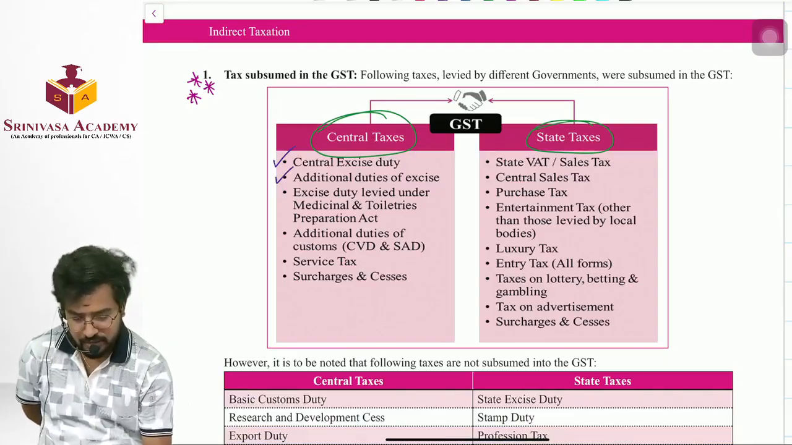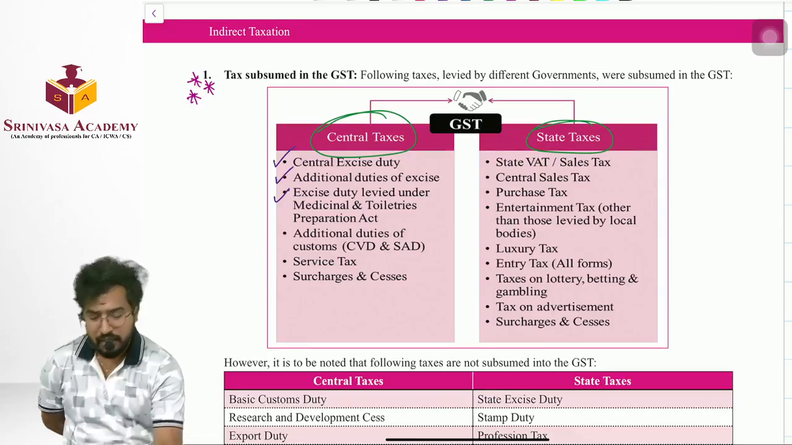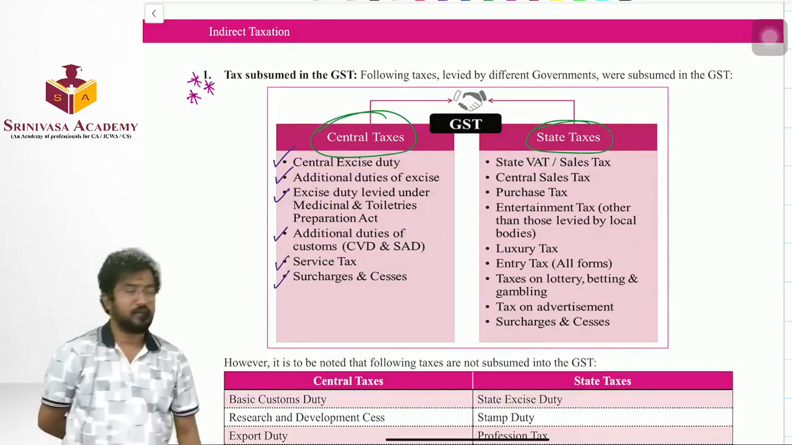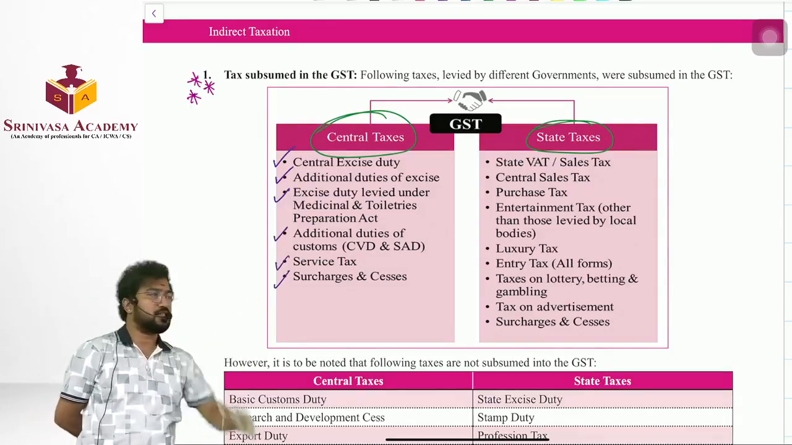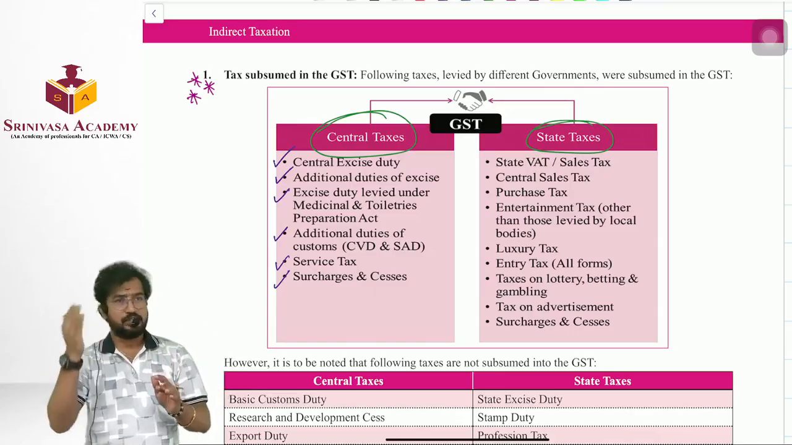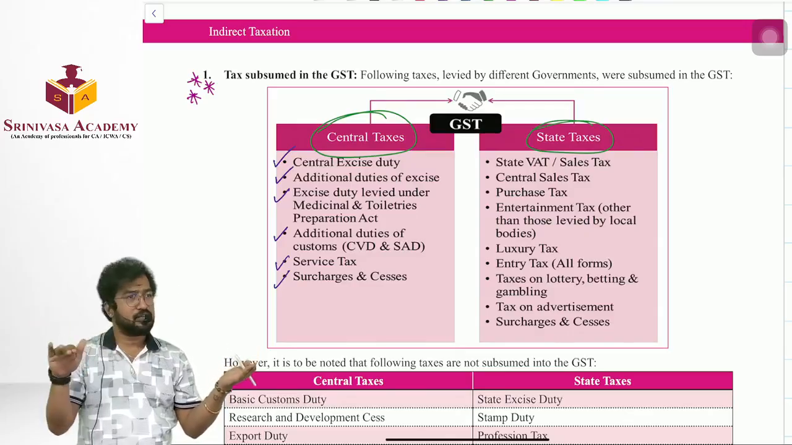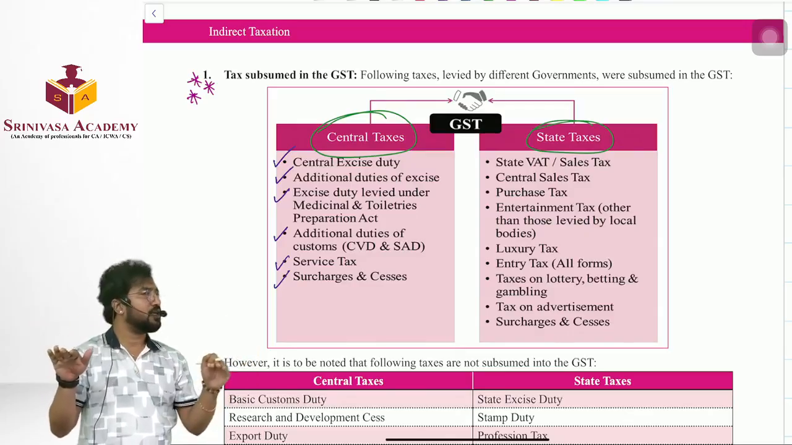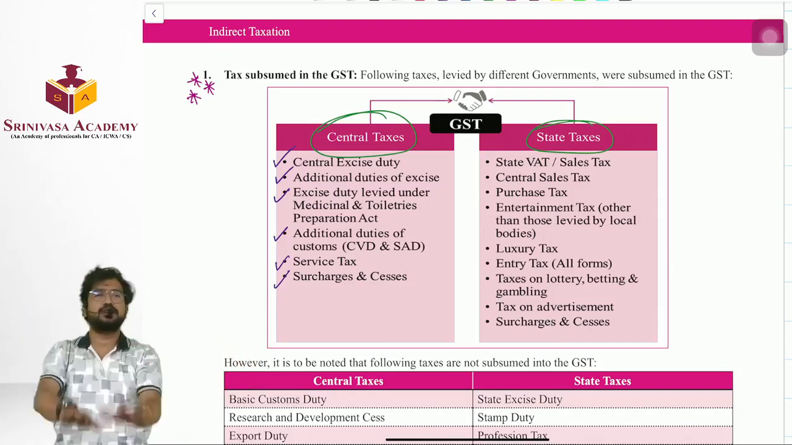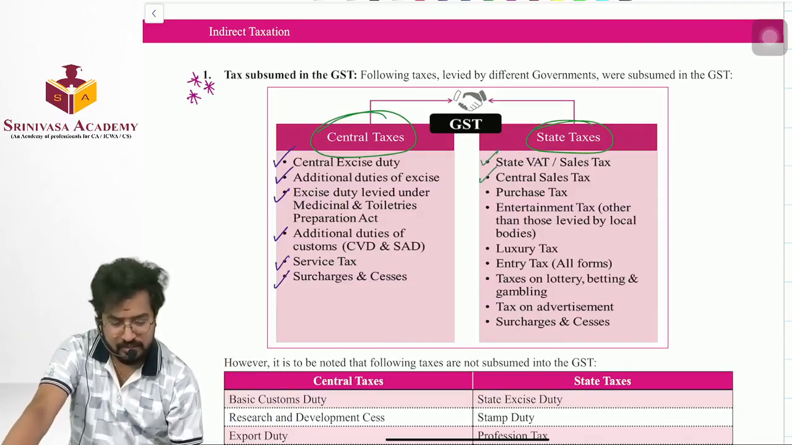Next, excise duty levied under medicinal or toilet preparations, additional customs duties, service tax and surcharge. Please understand, these are the taxes which are subsumed into GST. The taxes levied by central government as well as state government are removed by GST. That means all these got merged into GST. So what are the state taxes now? State VAT, central sales tax.